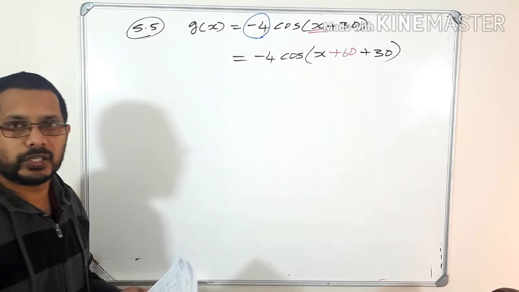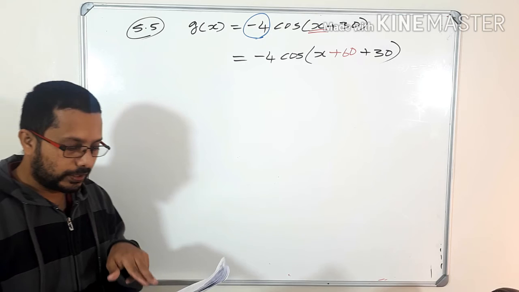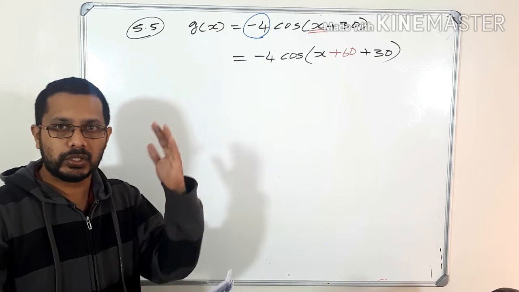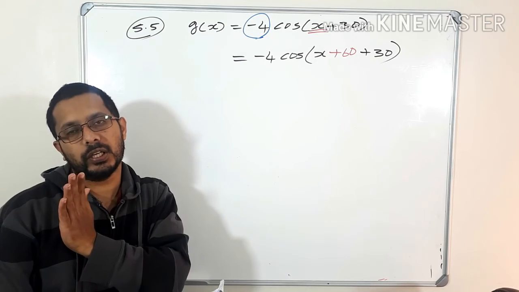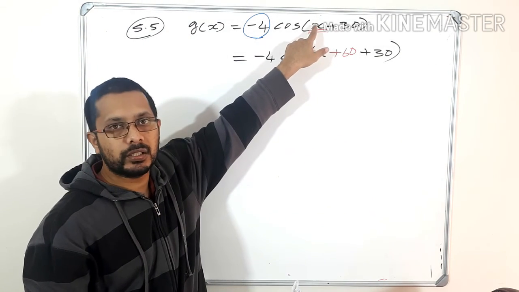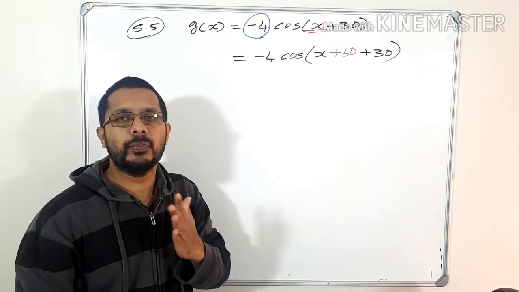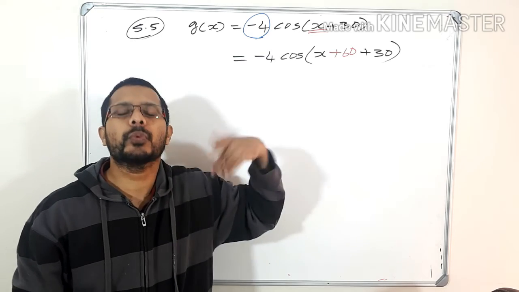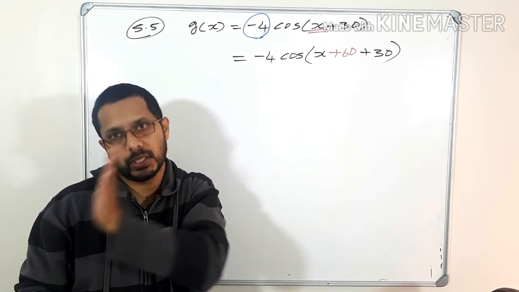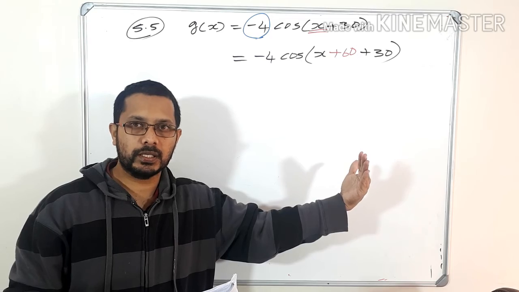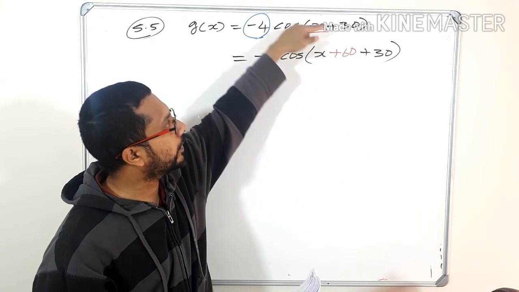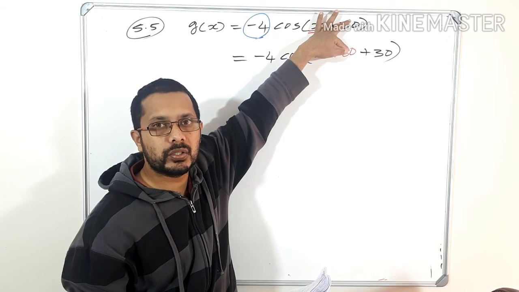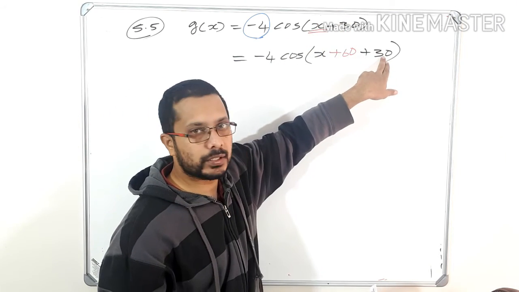Do you understand? Look at the question once more. The graph g is shifted 60 degrees to the left. If a graph is shifted 60 degrees to the left, this x value will change. 60 degrees to the left means plus 60, right means minus 60, just the opposite of what we are thinking. Left is plus 60 and right is minus 60. So I changed this x as x plus 60 because of that 60 degrees to the left, then the remaining is plus 30.